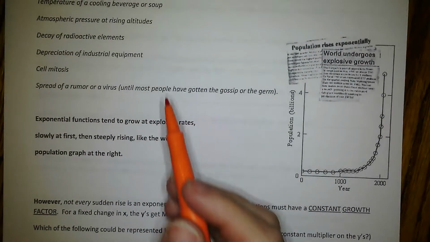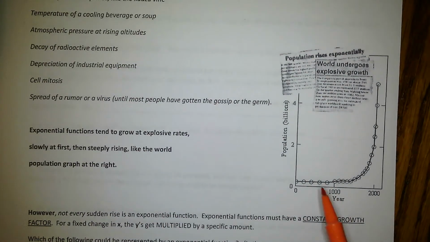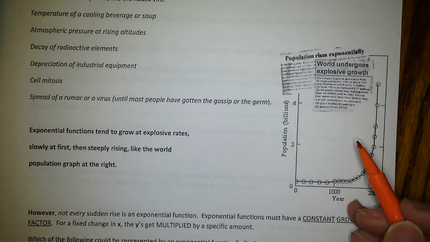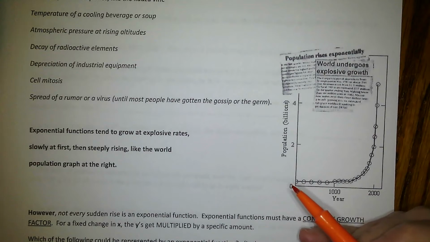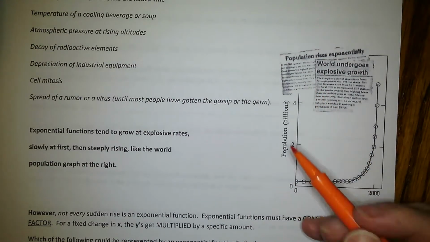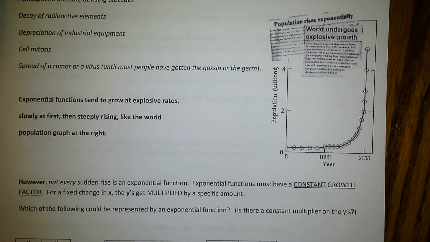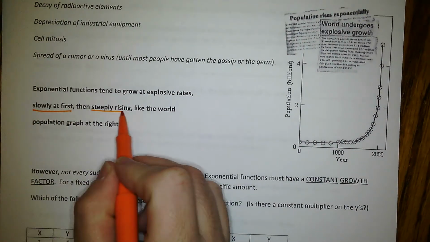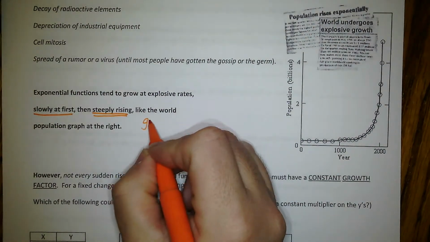Okay. And this is what happens when you spread a rumor, when you spread a virus, when you are sick, and it also happens in the reverse when you are trying to kill a virus by taking medicine, radioactive decay, and temperature cooling. So all of these things are exponential, and it looks like this. See here, slowly at first, then steeply rising. Okay, so this is what we're looking at. This would be considered growth.